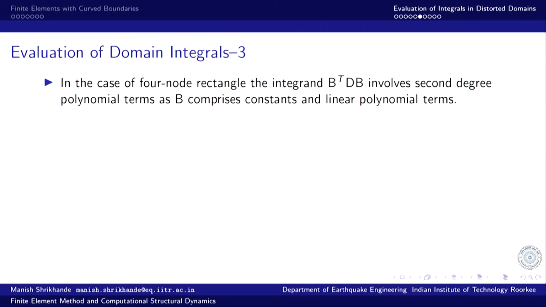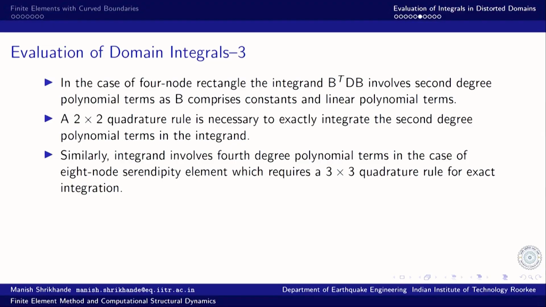So, in case of a 4 node rectangle, the integrand B transpose D B involves second degree polynomial terms, as B comprises constants and linear polynomial terms, and a 2 by 2 quadrature rule is necessary to exactly integrate the second degree polynomial terms in the integrand. Similarly, fourth degree polynomial terms are encountered while using an 8 node serendipity element, which will require a 3 by 3 quadrature rule for exact integration. So, this order of quadrature is referred to as full integration or full quadrature.